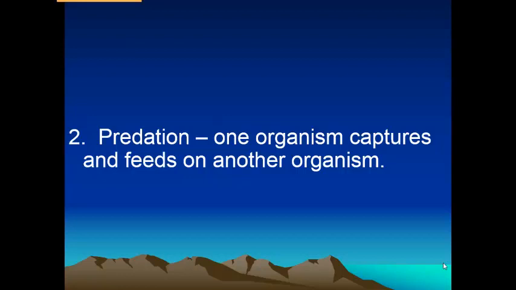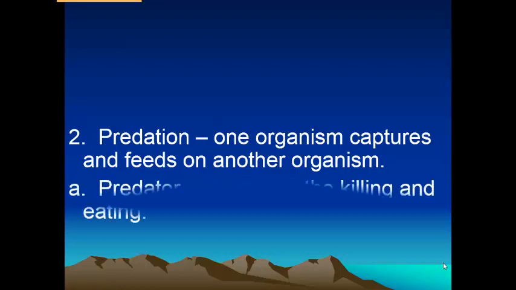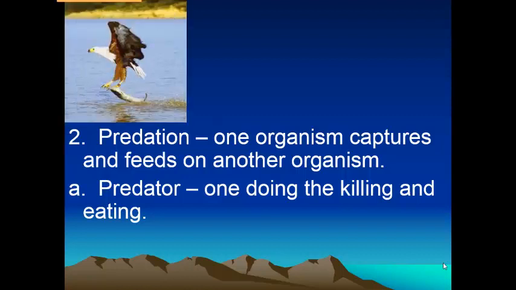That's where one organism will capture and feed off of another. When you talk about predation, there's two vocabulary words that are going to pop up, and that is predator and prey. So predator is the active animal doing the killing and the eating. So you have the hawk, in this case, the bald eagle, capturing the fish. So the bald eagle is the predator.